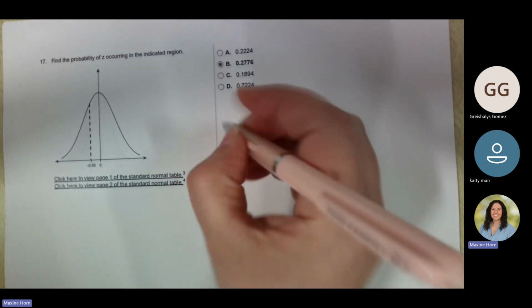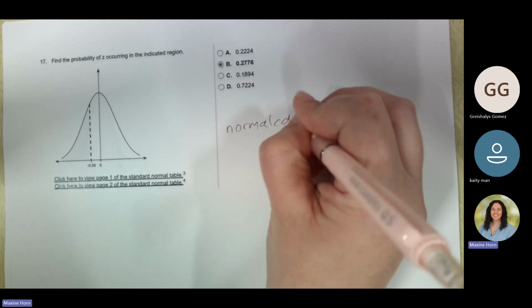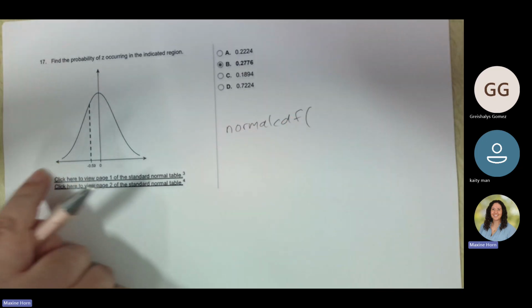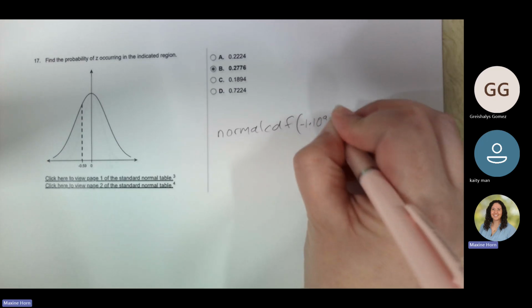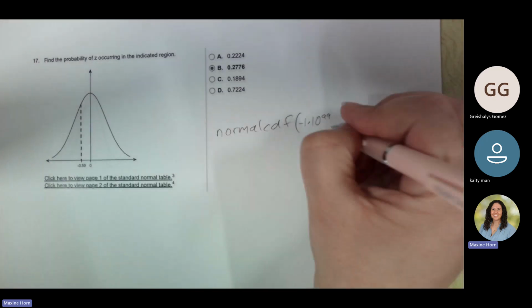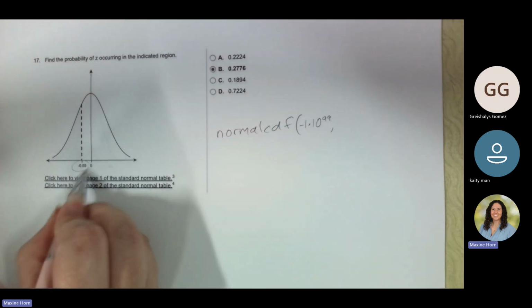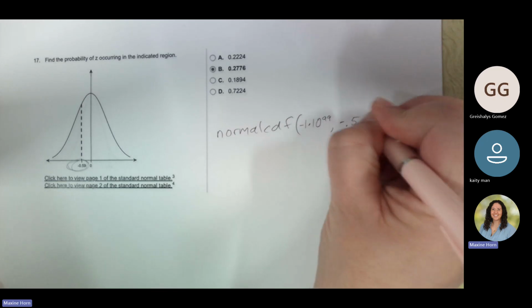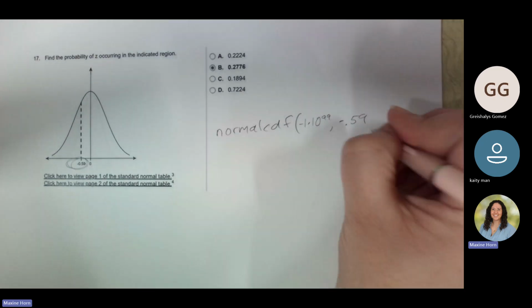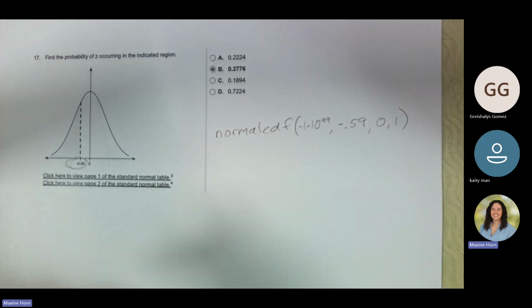Same thing. Normal CDF. My lower bound is all the way over here, which is negative infinity, or we're going to write it as, since we can't write negative infinity, a really, really low number, -1 times 10 to the 99th. My upper bound is this z-score that they've given me of -0.59 or 0.59. My mean is 0 and my standard deviation is 1, right?